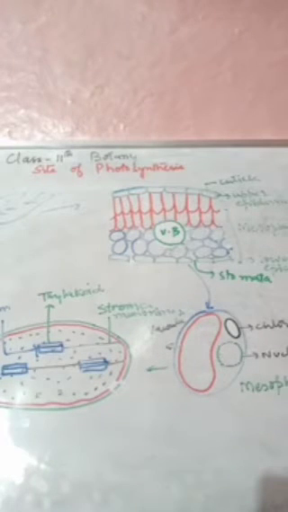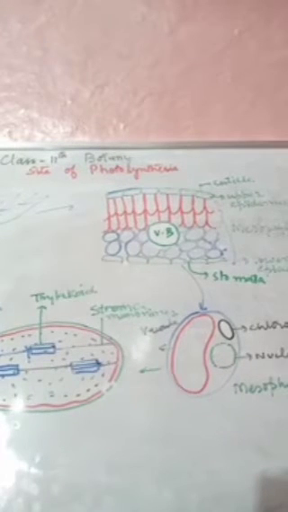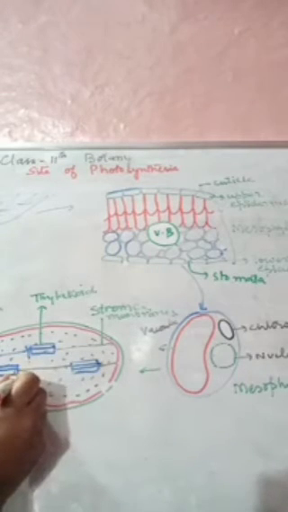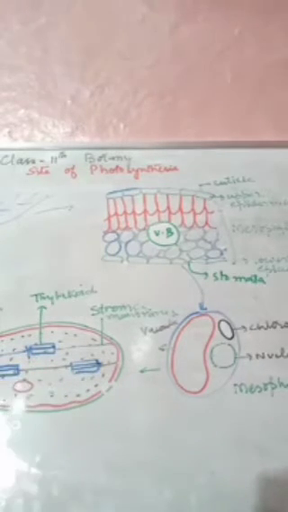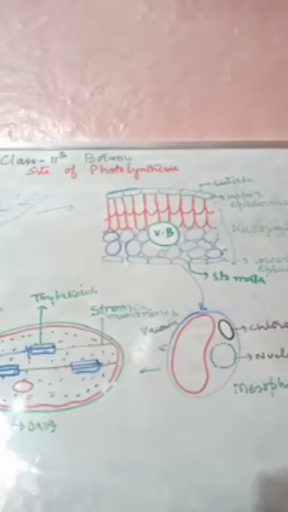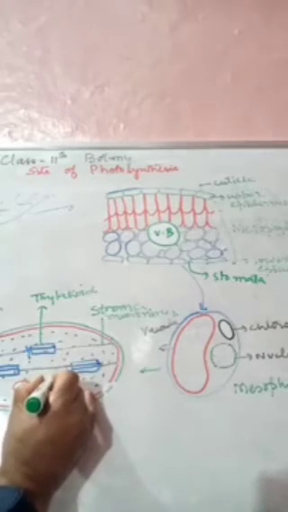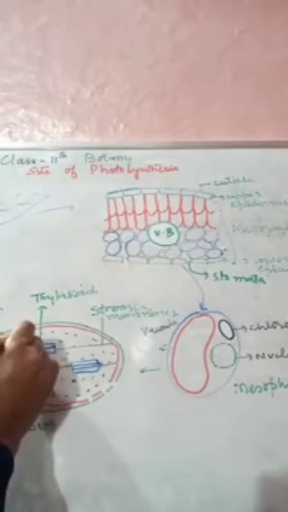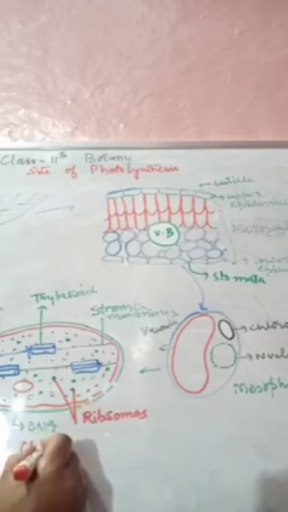Now, this chloroplast has its own circular DNA. It also has its own ribosomes. Let these green dots represent the ribosomes. So this is a somewhat typical structure of the chloroplast.